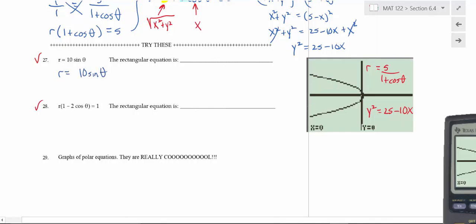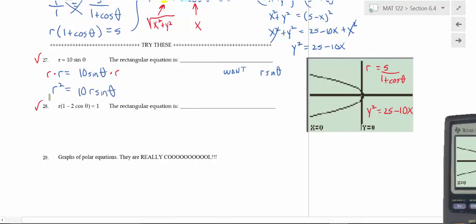And if you don't do this, you'll struggle on these problems. See, the thing is, you want this to really have r sine theta. So what you needed to do on this problem is multiply both sides by r at the beginning of the problem. So you get r squared equals 10r sine theta.